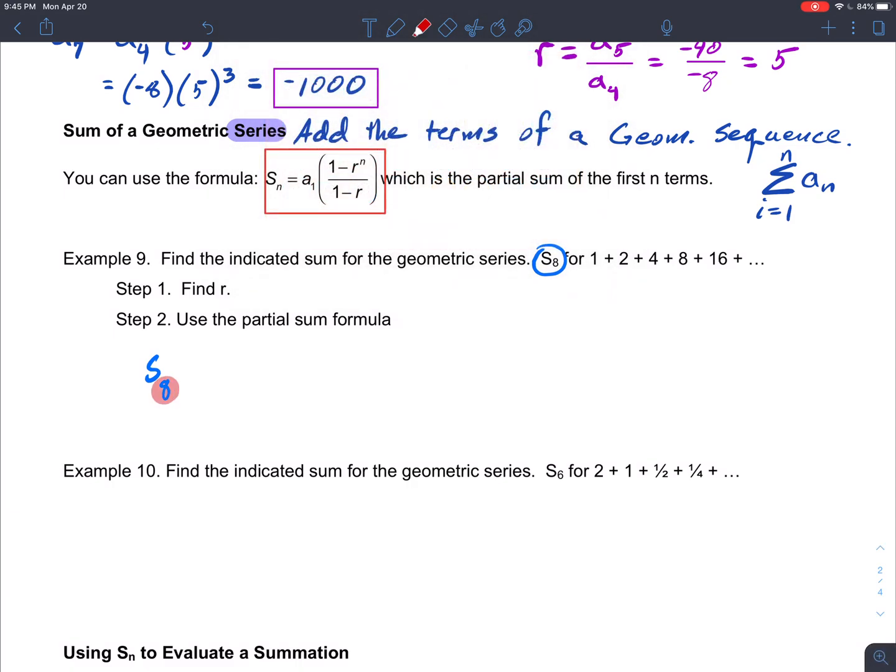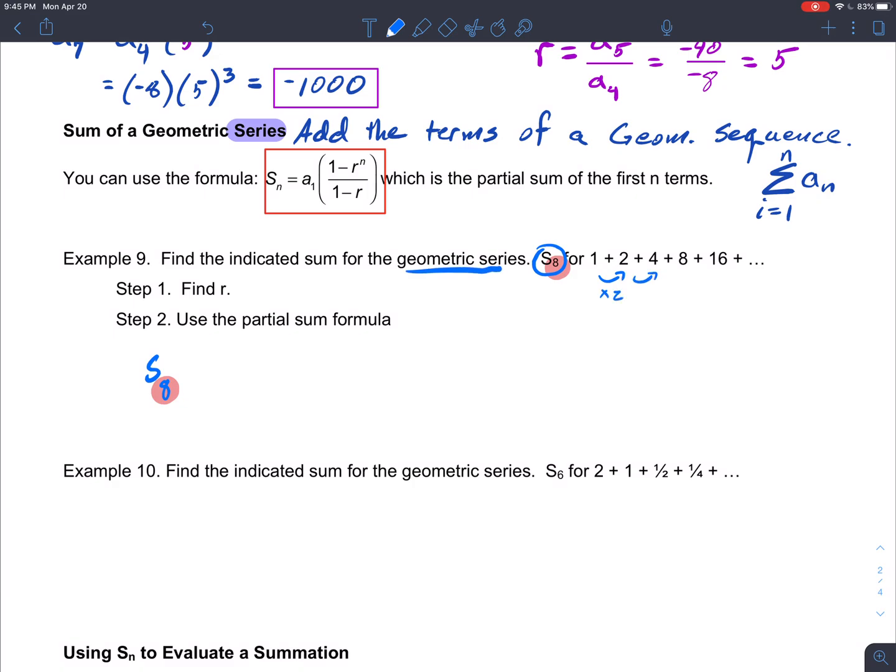All right, they asked for the sum of the first 8 terms. Well, they gave us how many of them here? 1, 2, 3, 4, 5 of them. They gave us the first 5 terms. And this one's not too hard. It looks like all they're doing to get from one term to the next is multiplying by 2.